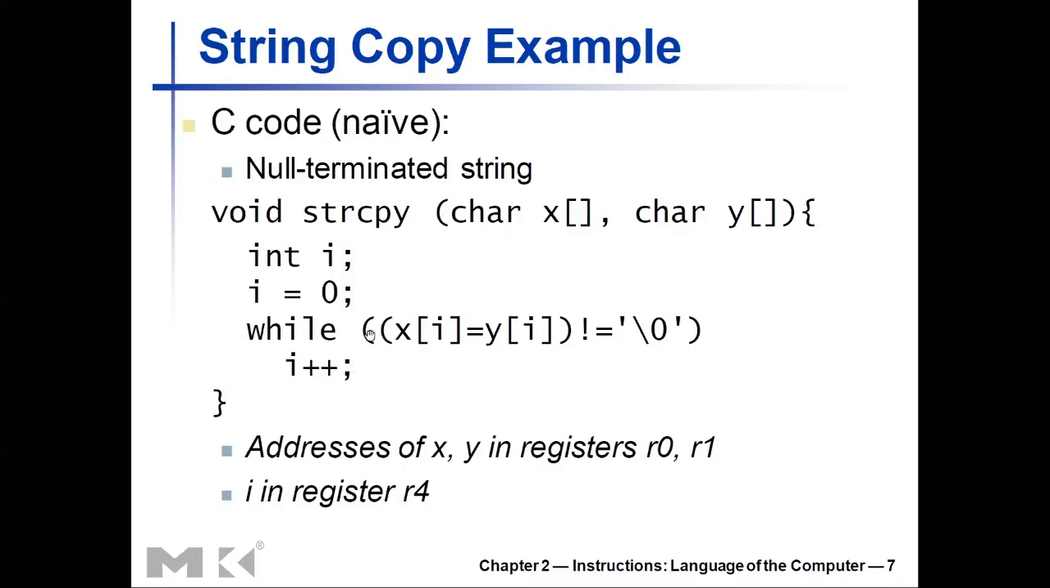Or else you can have something like while yi is not equal to the null terminating character, and inside the body you can have xi is equal to yi. So this is a compact way of doing the same thing. Got it?